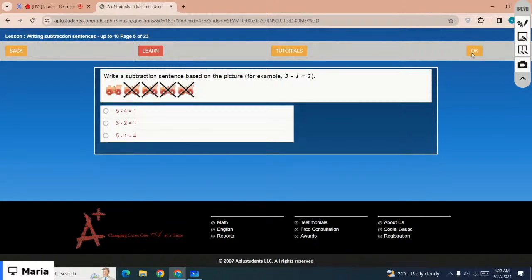Write a subtraction sentence based on the picture. So which is the correct option? The correct option is 5 take away 4 equals 1, right? Okay, you can complete the lesson by yourself later today. Let me just move on to the next lesson.